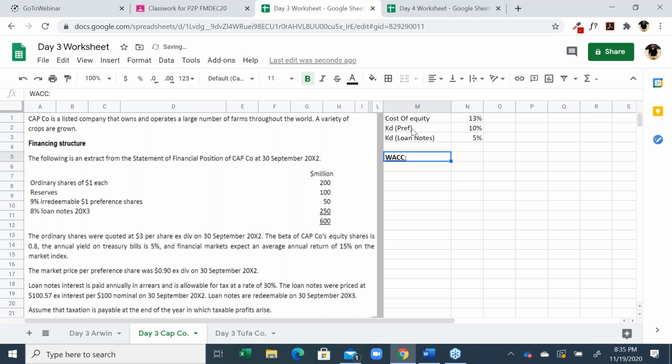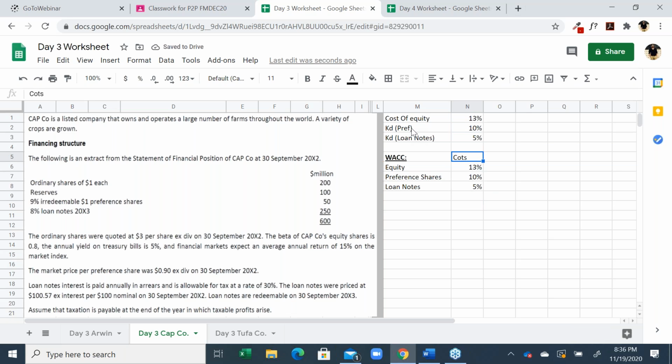So the format that I'm going to show you will be very effective for calculating the weighted average cost of capital. We have three sources of capital at the moment: the equity, preference shares, and loan notes, right? And their costs were, let me copy these three figures and paste them here, right?